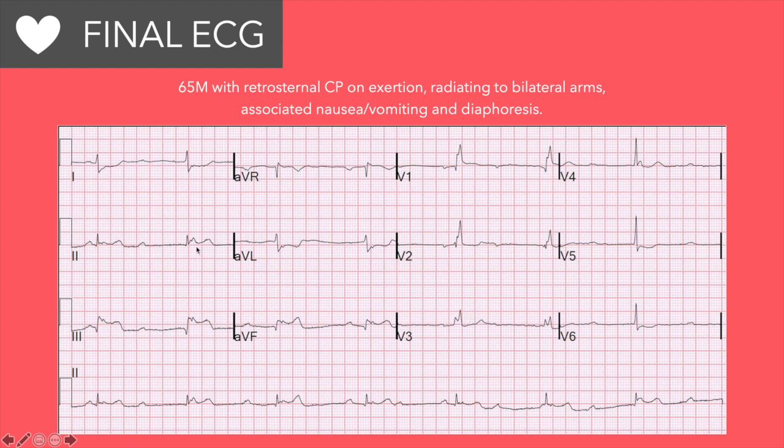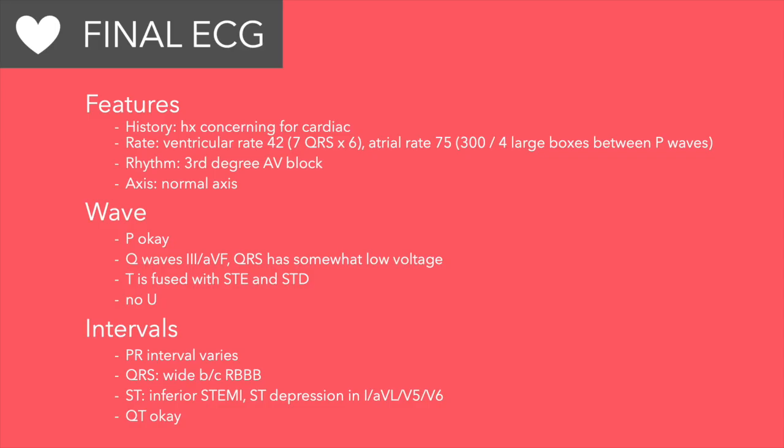ST, we see an inferior STEMI, 2, 3 AVF, with ST depression in 1, AVL, V5, and V6. And the QT to me looks okay. And this is just a summary slide of what we discussed on the final ECG.